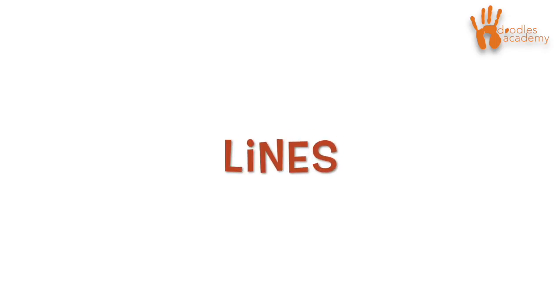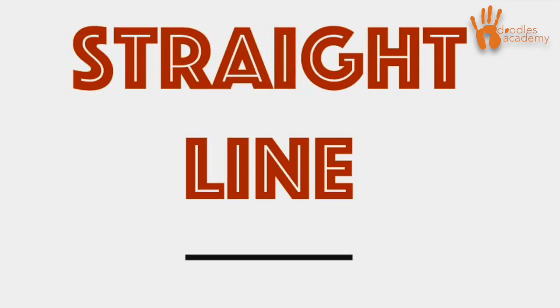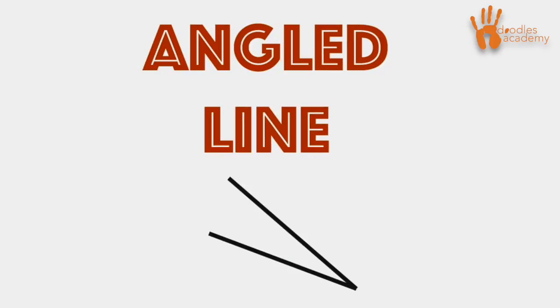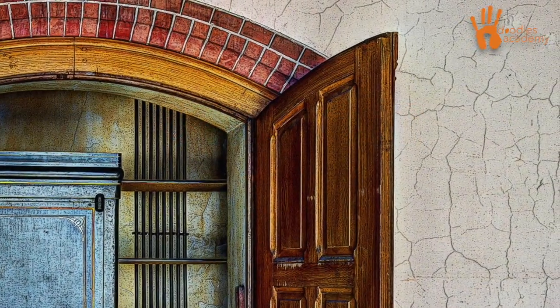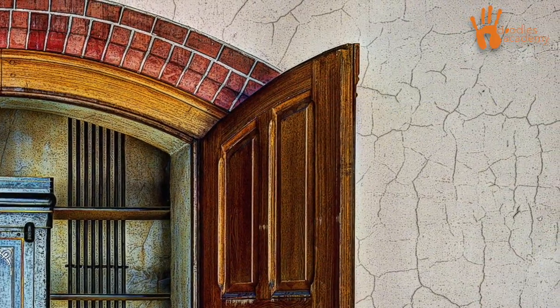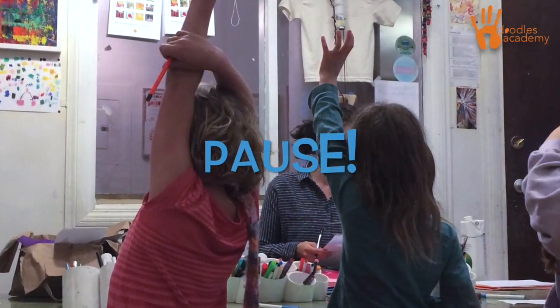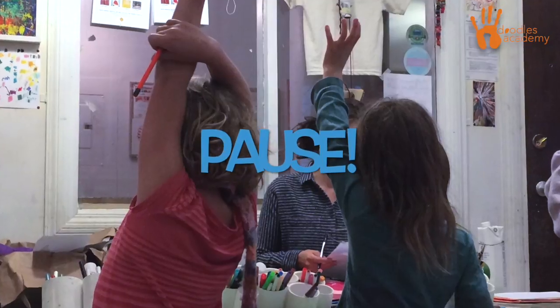Then we move on to the line elements, the things that you would draw with a line. The third element is straight lines, and this refers to anything that, you guessed it, you would draw with a straight line, such as the side of a door or a window. Go ahead and pause the video and find something you would draw with a straight line.